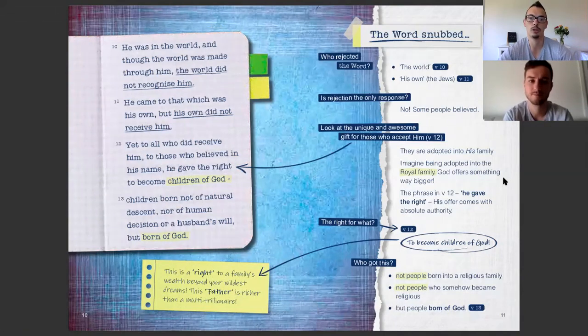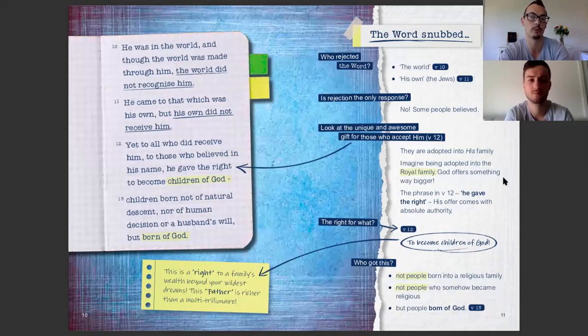So who rejected the word? We see in verse 10, the world. In verse 11, sentence 11, it's the Jews, so his own folk, his people. And really that's sort of encompassing everyone. That big picture, all people, there's a rejection of the word. But it's not the only response. There are some who believe. So they're the two big responses.